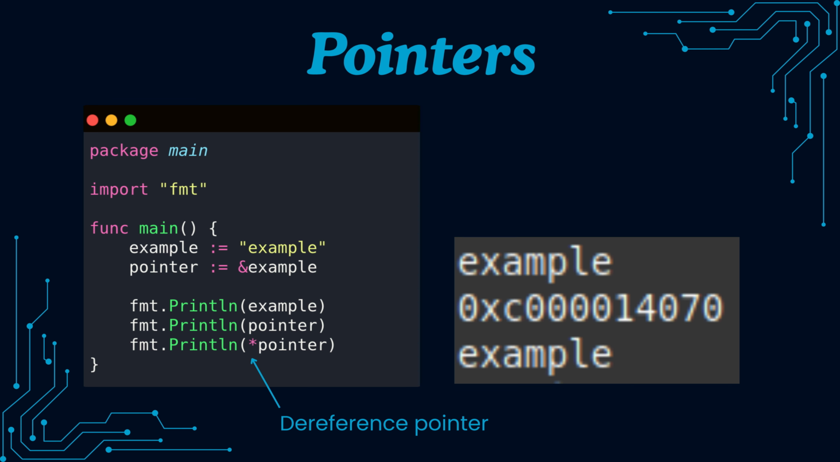In the final print statement, we are dereferencing the pointer. This means that we are getting the value that the pointer is pointing to, and so it prints the string example.